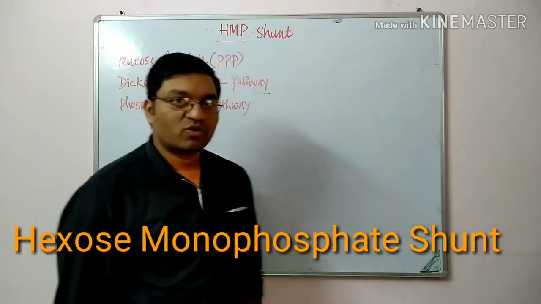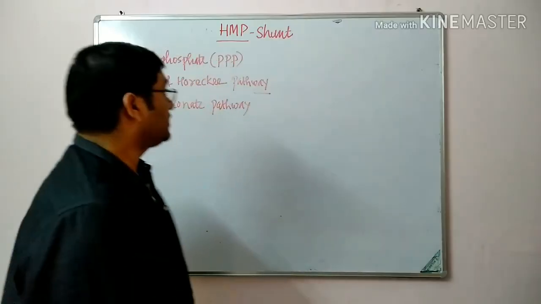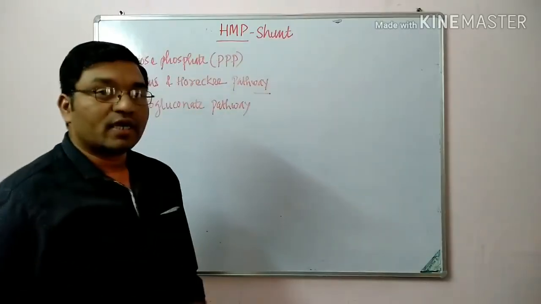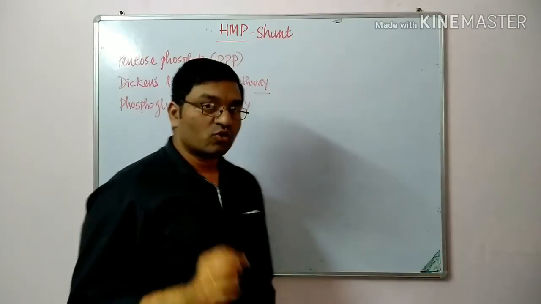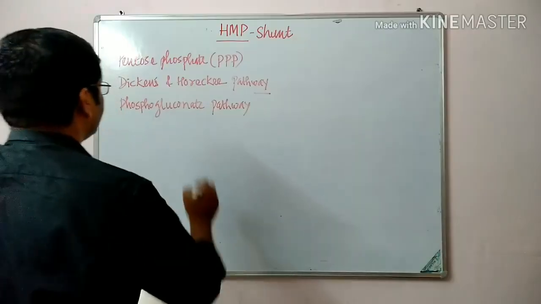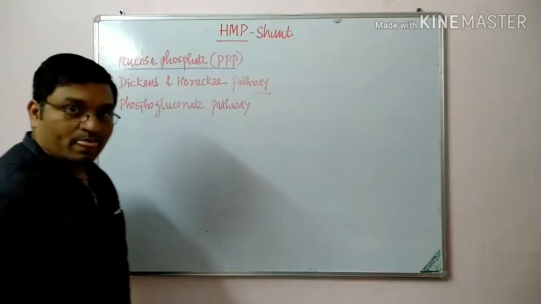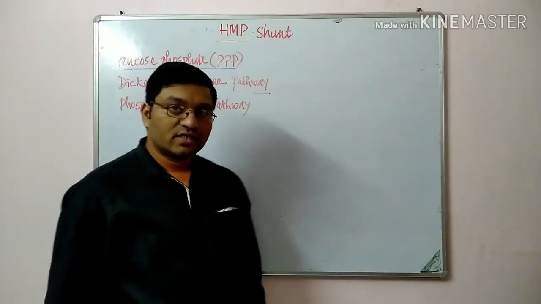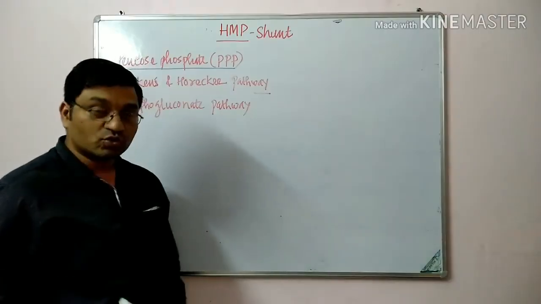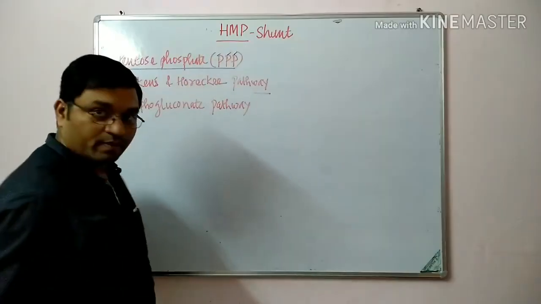Today we will discuss an important short note in biochemistry, that is the HMP shunt. HMP shunt means Hexose MonoPhosphate shunt. These are the other names for the HMP shunt. First one is the pentose phosphate pathway. In this pathway, there is generation of a number of pentose sugars. That's why it is known as the pentose phosphate pathway.